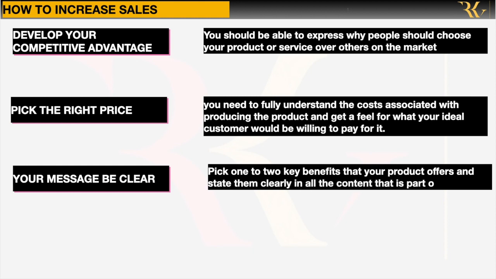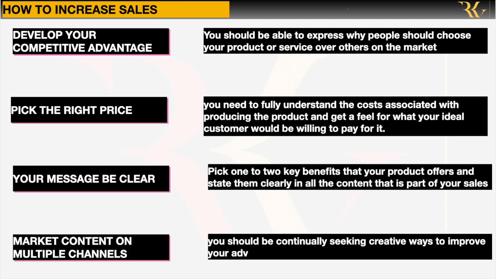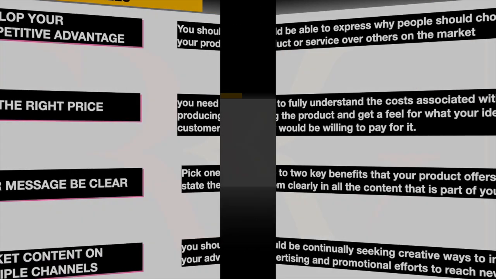Make sure your messaging is clear. Clarity is critical. Pick 1 to 2 key benefits that your product offers and state them clearly in all the content that is part of your sales and marketing strategy. This will ensure the story you're telling about your product is aligned across all of your marketing channels and your customers know exactly what it is you're selling. Market content on multiple channels. Use creative ways to improve your advertising and promotional efforts to reach new customers. There are so many mediums out there, including Twitter, Instagram, Facebook, LinkedIn, TikTok, YouTube, email, blogs, podcasts, even traditional print materials such as magazines and newspapers, that can get your message and product out to the right audience.